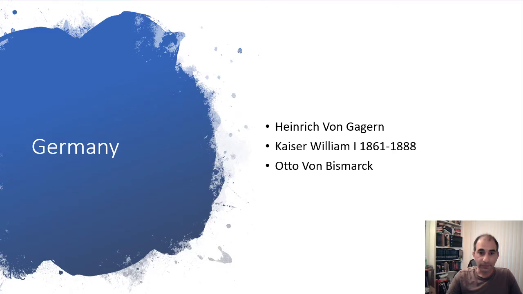Next, Germany. With Germany, there are going to be three key people you need to know. Here they are: a man named Heinrich von Gagern, Kaiser Wilhelm I, and a man named Otto von Bismarck. Some people have heard of Bismarck before, the other two probably not so much. So let's start with Heinrich von Gagern. Who is he? Well, he's kind of like the equivalent of Giuseppe Mazzini in Italy. He is not a king, he's not a ruler, but he is a nationalistic leader. And just like Mazzini would go around Italy, Heinrich von Gagern goes around all these areas in Germany and gives his speeches.